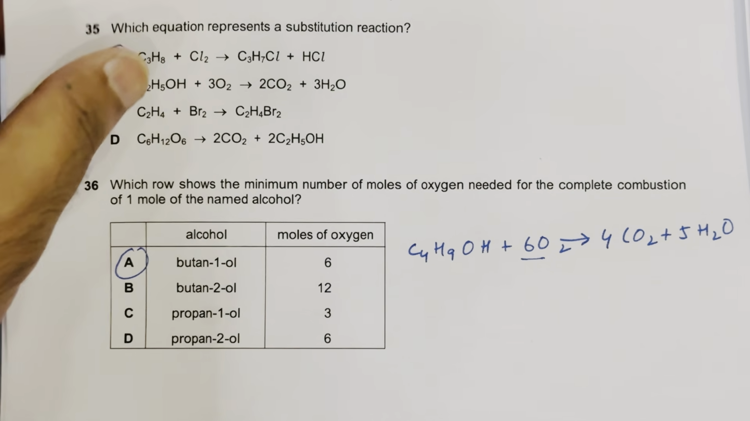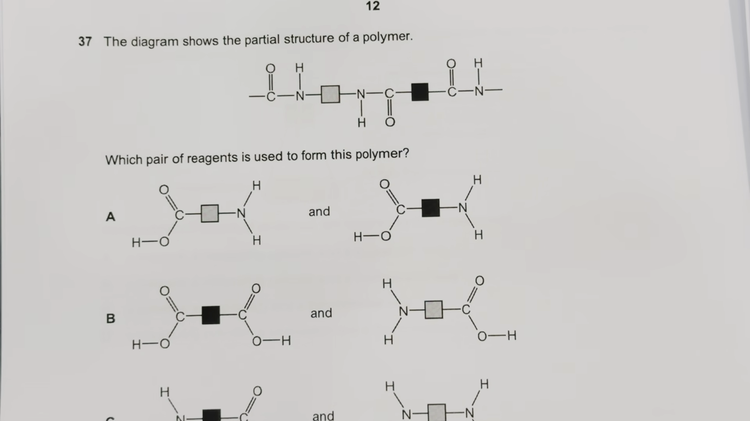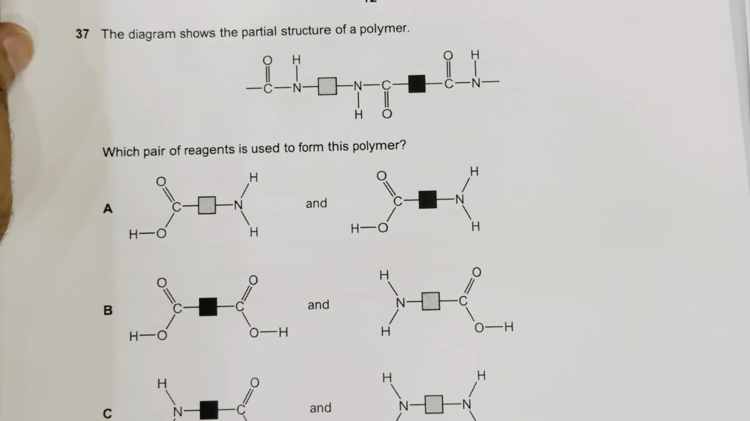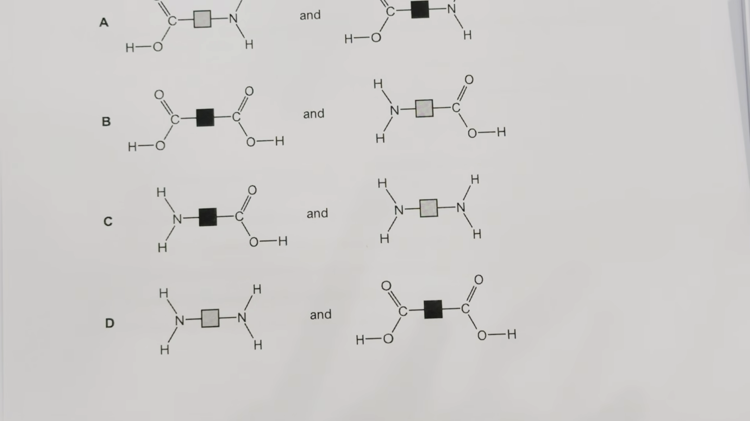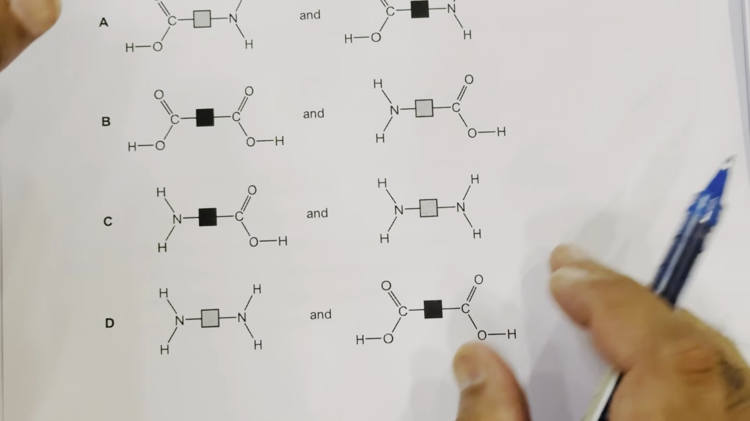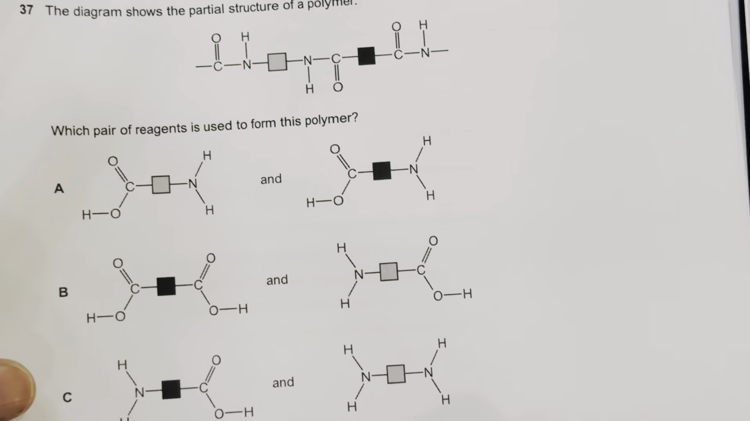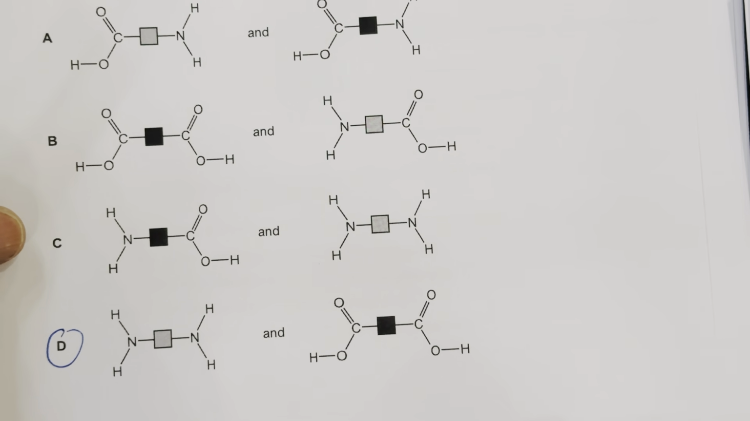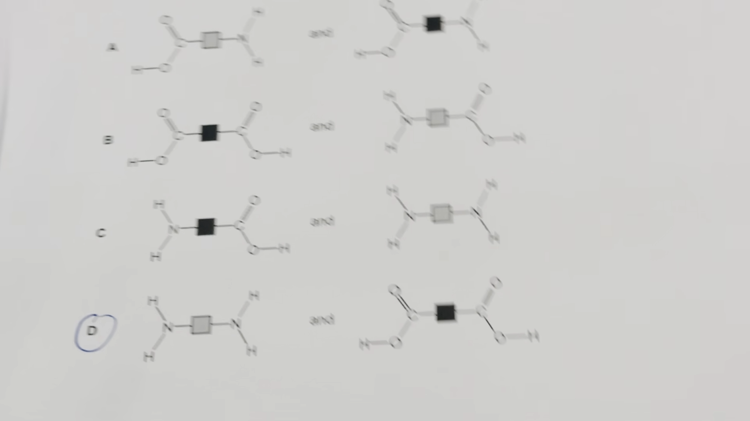Okay. Moving to question number 37. The diagram shows the partial structure of a polymer. Which pair of reagents is used for the polymer? So this is the correct option D because it has NH, and you can see from the question it has NH and COOH. So option number D is the correct answer for it.